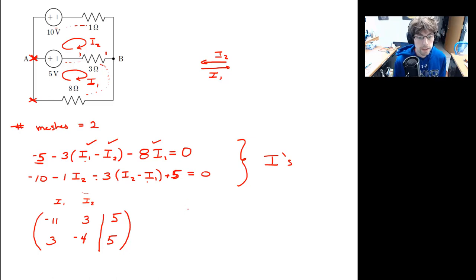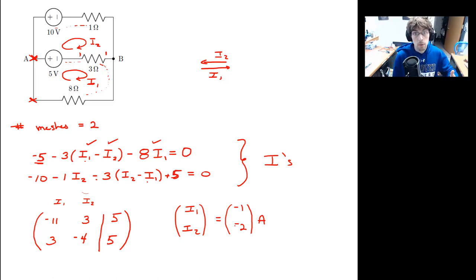So what we get at the end of the day here is I1, I2. These are equal to negative 1 and negative 2 amps, respectively. Now, again, because we were consistent all the way through, the negative sign simply means that we chose the wrong direction for those mesh currents. In reality, they're going the opposite way, counterclockwise. They're going this way in both of the meshes. That's okay. We were consistent, so we know what those negative signs mean.